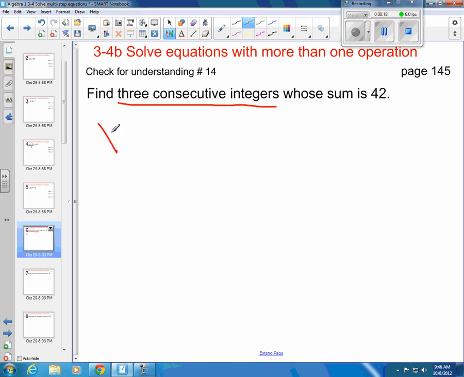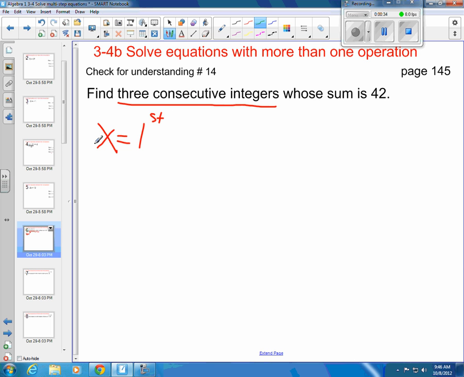So we don't know the first one, so I'm going to say x will be my first. I also don't know what my second one is, but they're consecutive, which means they're one right after another, like 4, 5, 6, 12, 13, 14, 42, 43, 44.